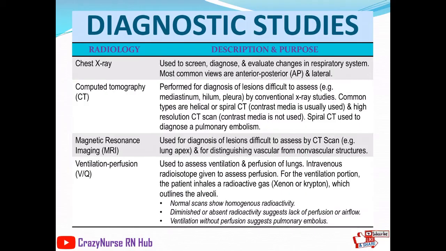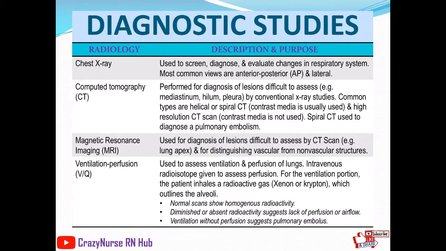Next, we have your magnetic resonance imaging or your MRI. It is used for diagnosis of lesions difficult to assess by CT scan, for example, in the lung apex, and for distinguishing vascular from non-vascular structures.